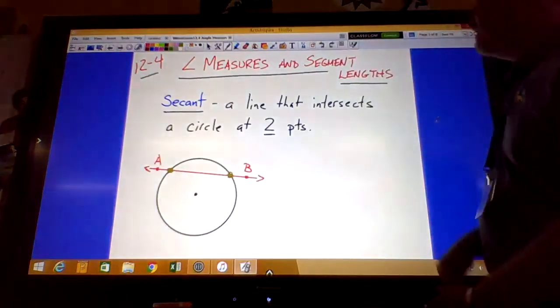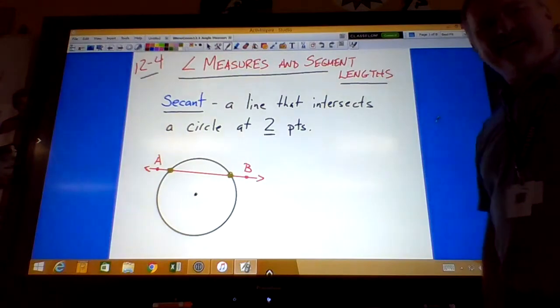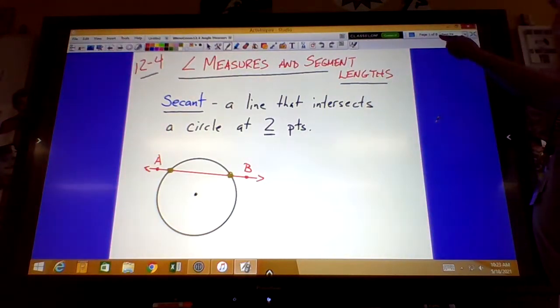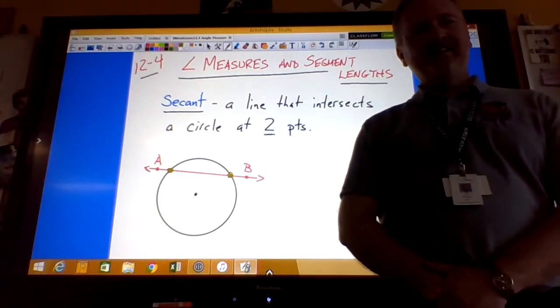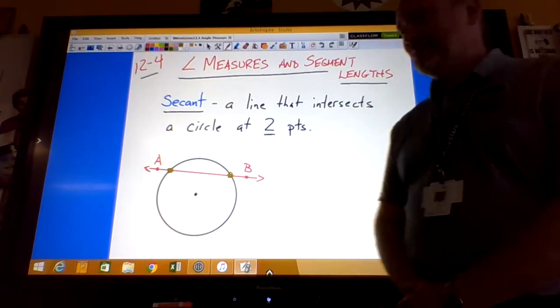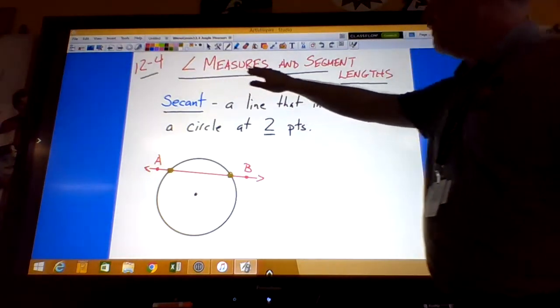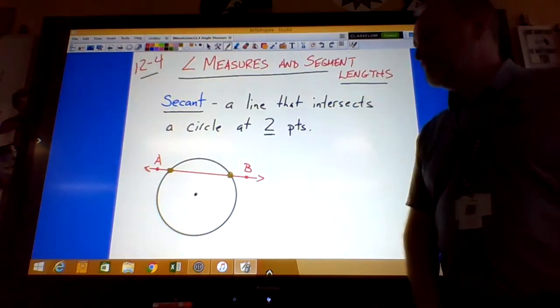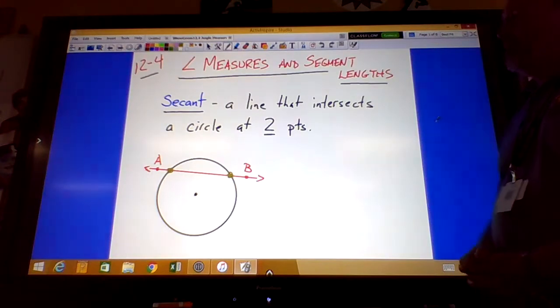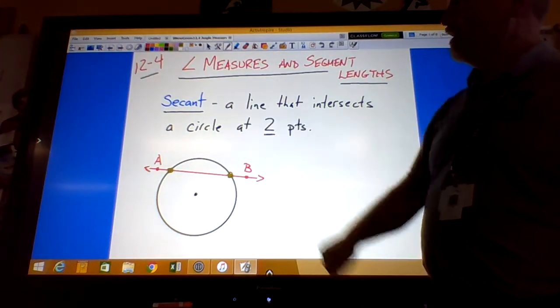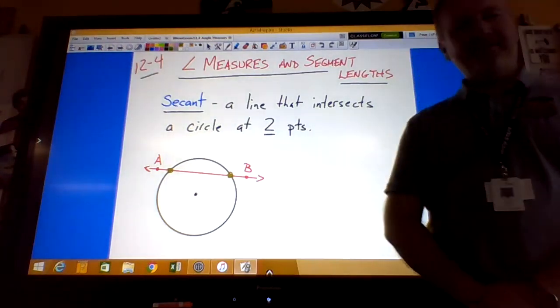Matter of fact, if you're a screen counter, like a lot of my in-person students are, you'll see it says 8 slides, and I'll say there is noticeably less than 8. We're going to be talking about angle measures and segment lengths inside of a circle and some a little bit outside of a circle, but we start off with a new vocab word called secant.